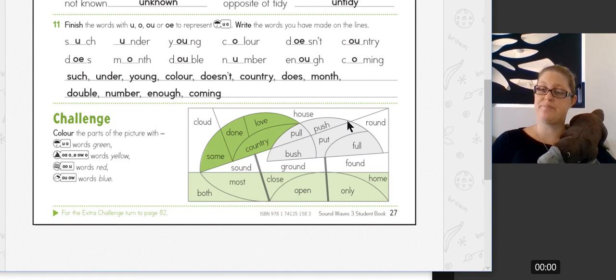All right. If you want to do an extra challenge, you can turn to page 82, as is mentioned down the bottom here.